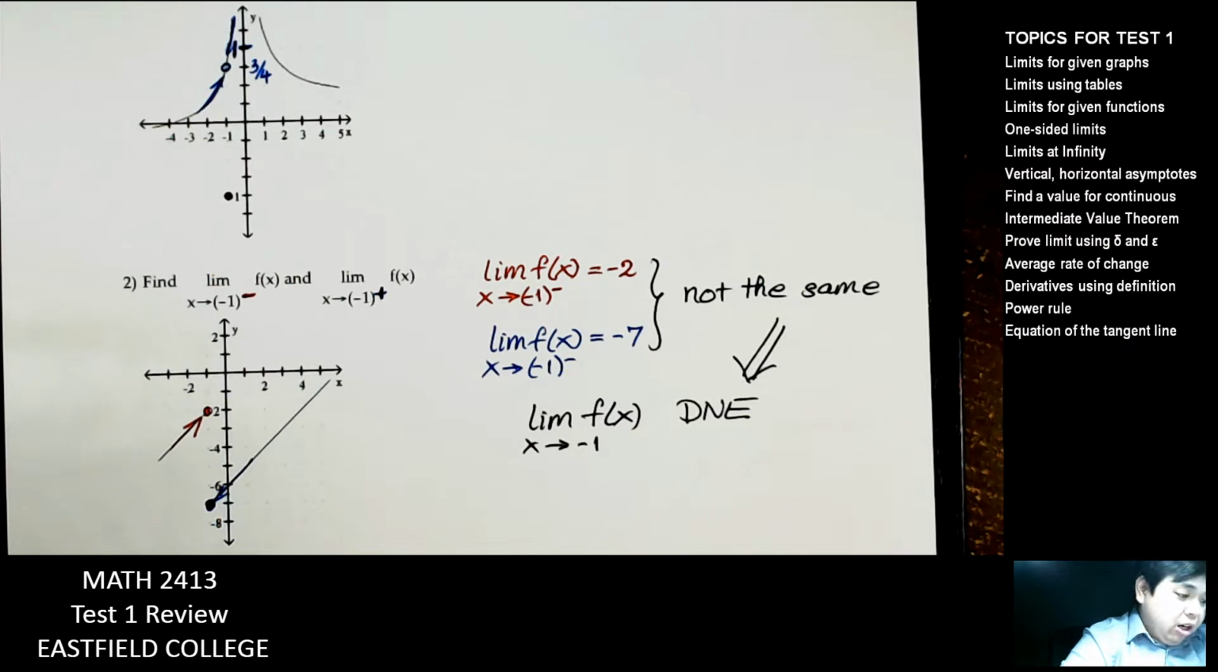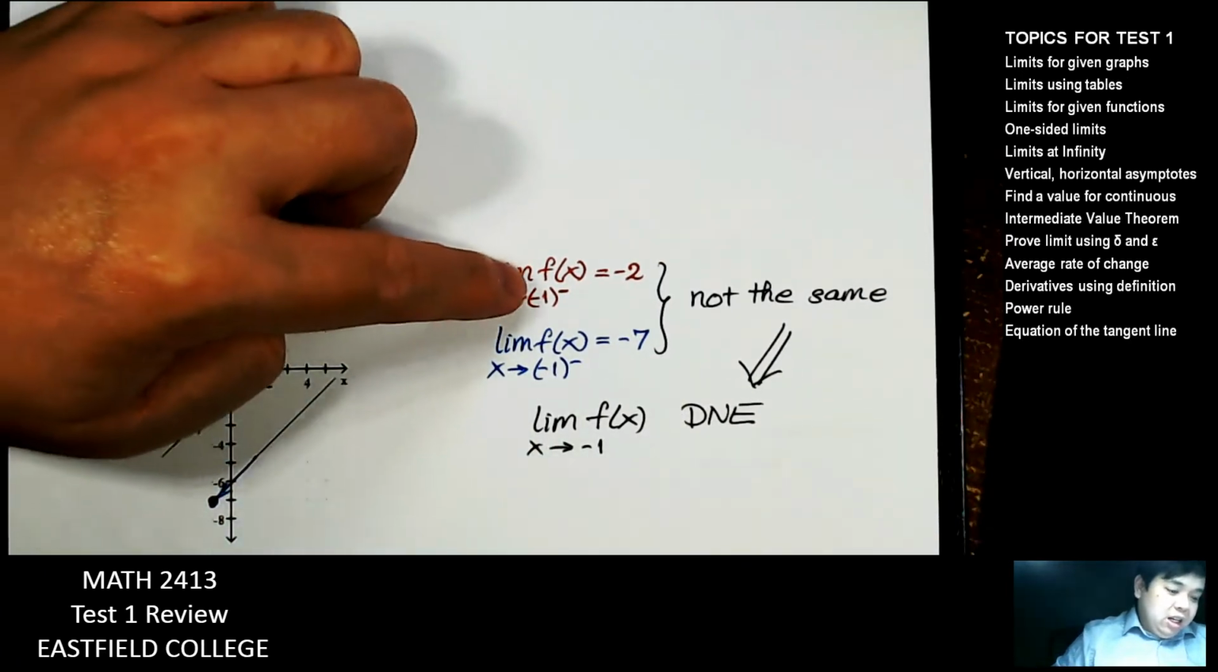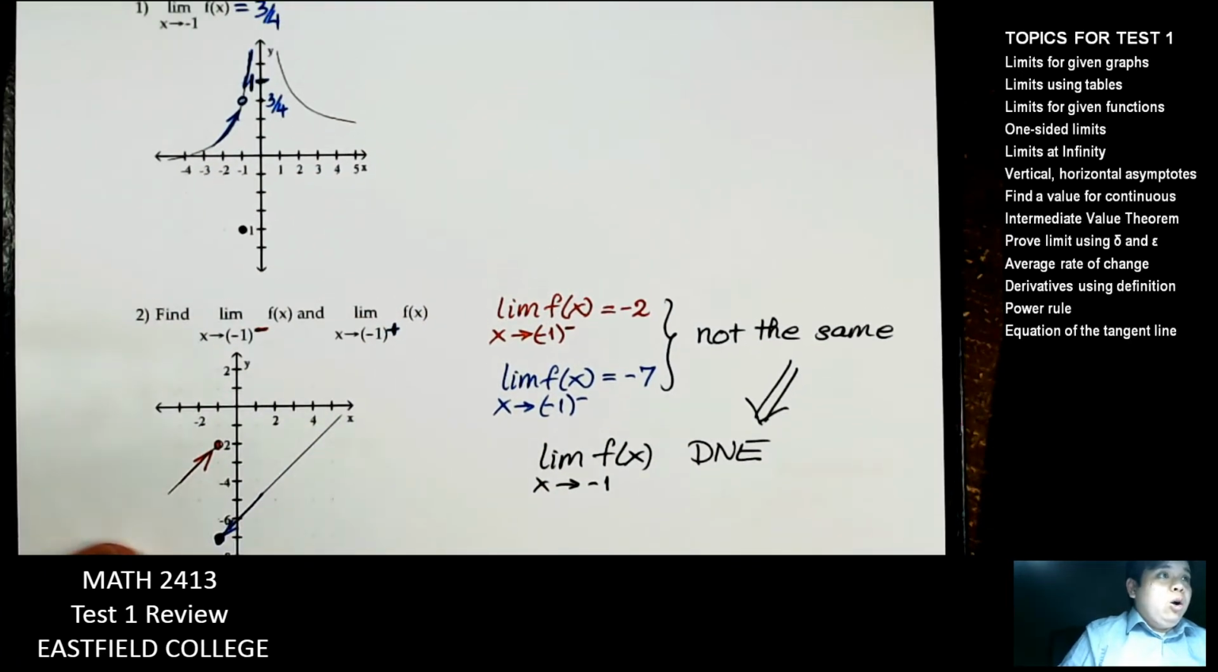So that is how we find the limit based on a given graph. Could be one-sided limit, or could be just a limit on both sides.